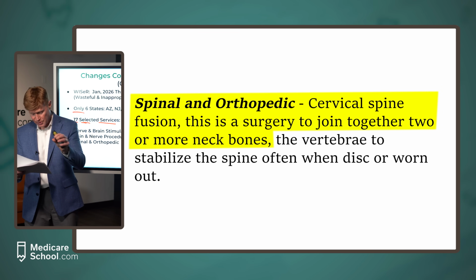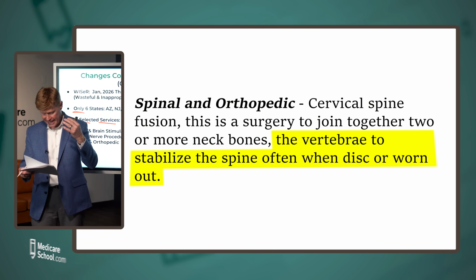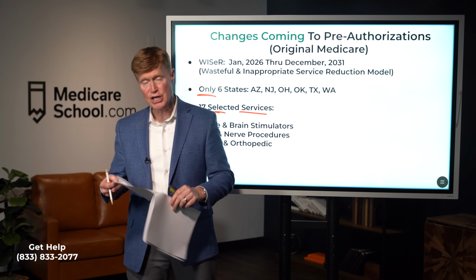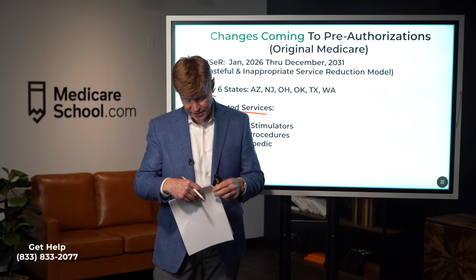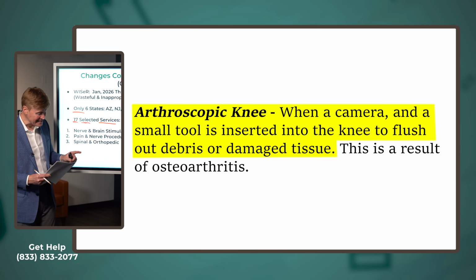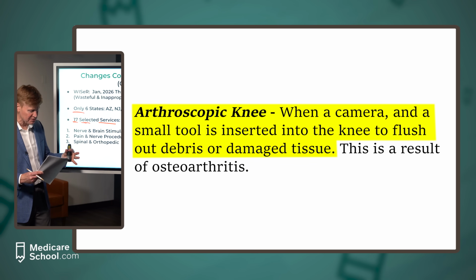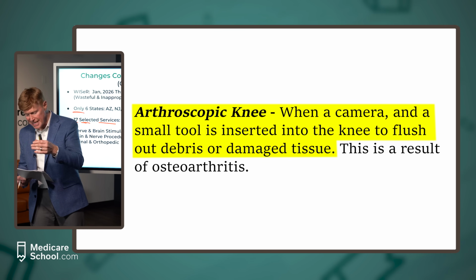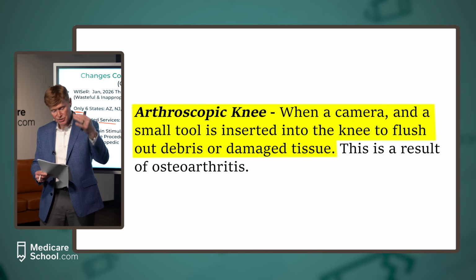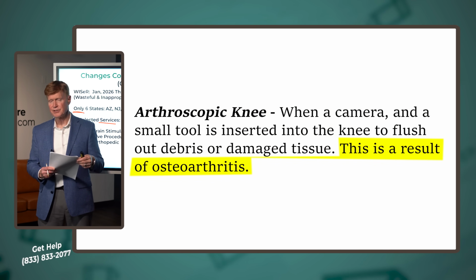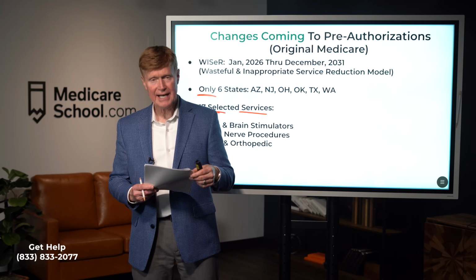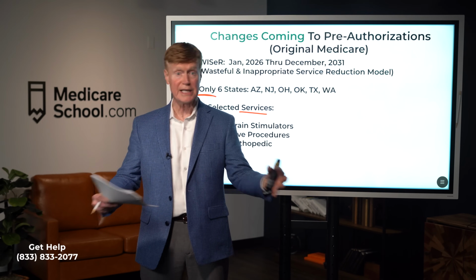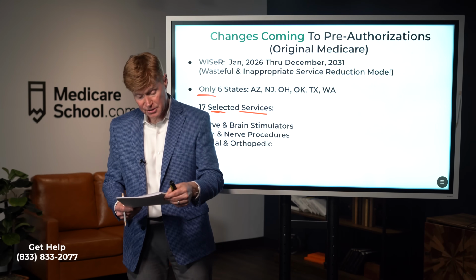This is a surgery to join together two or more neck bones, the vertebrae, to stabilize the spine, often when discs are worn out or there's been some kind of nerve damage that has occurred. Another part of this would be arthroscopic knee issues. This is when a camera and a small tool are inserted into the knee to flush out debris or damaged tissue. This usually is a result of osteoarthritis. Many believe it's ineffective and sometimes overused. So again, they've added that to the pre-authorization list.